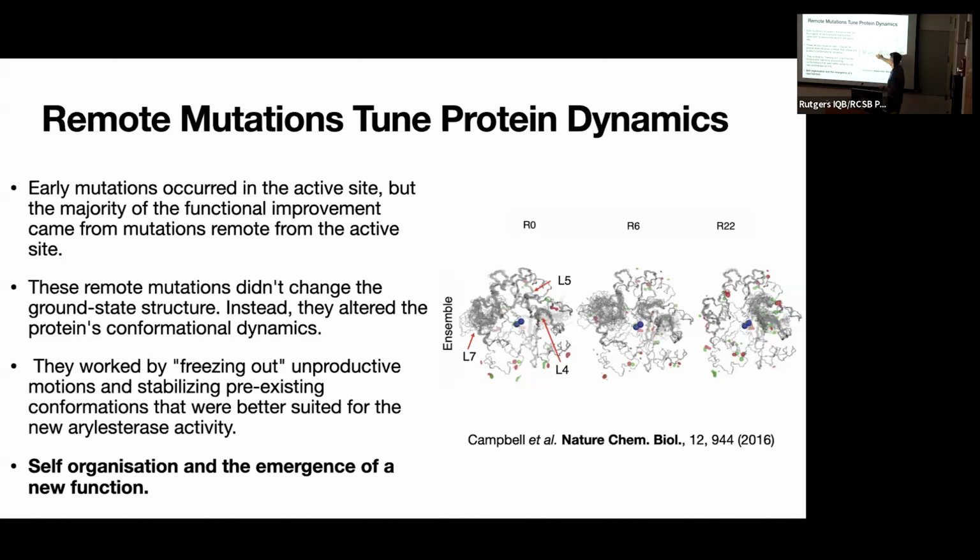These two loops are quite stable. And then by the end, that loop had completely rigidified, and it had rigidified to hold the initial active site mutation in place. And then these two loops had become flexible to basically compensate for that and take up that role. So it essentially worked by freezing out unproductive conformations. It's a really nice example, and I'll start to use words like this and it will make sense by the end, of self-organization and the emergence of function.